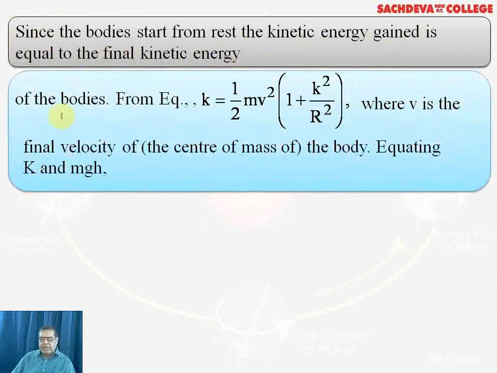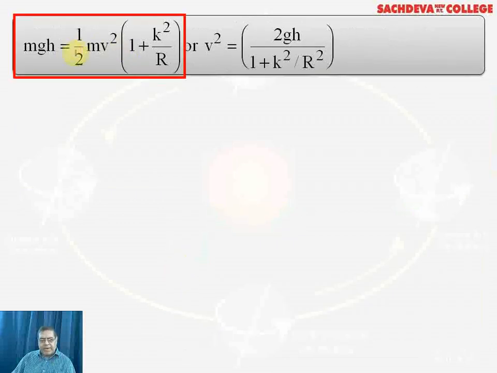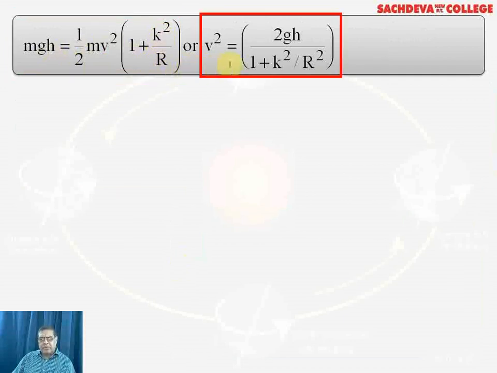Now we have from the earlier equation that K is equal to half mv square into 1 plus k square by r square, where v is the final velocity of the center of mass of the body, equating K and mgh. When we say we are equating K and mgh, we are putting the value of K and then equating it with mgh. So the figure remains the same. Now we find mgh is equal to half mv square into 1 plus k square over r square, and we can get the value of v square from this equation, cancelling m from both sides.